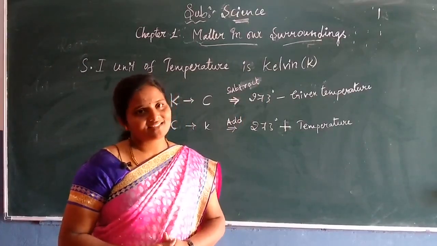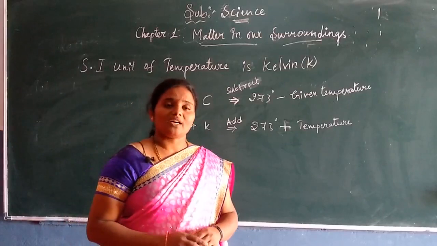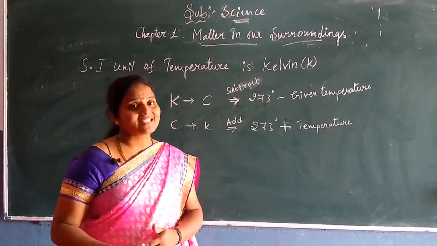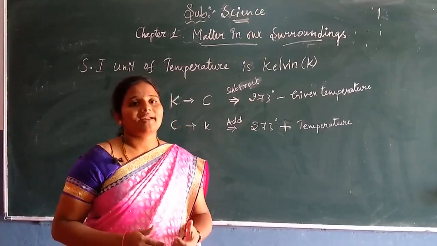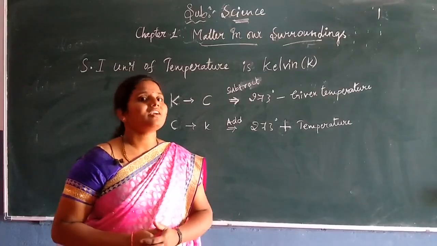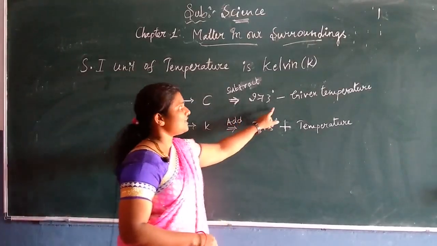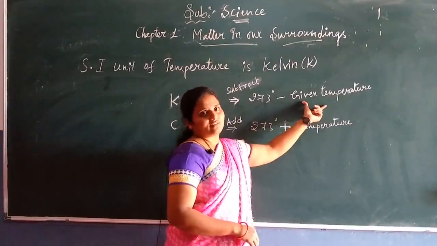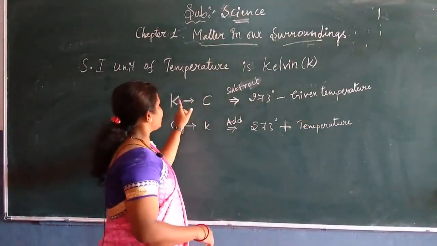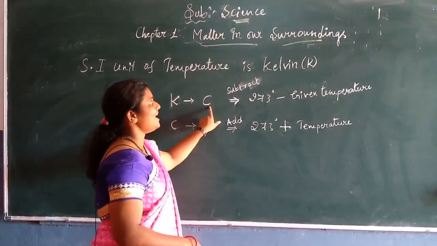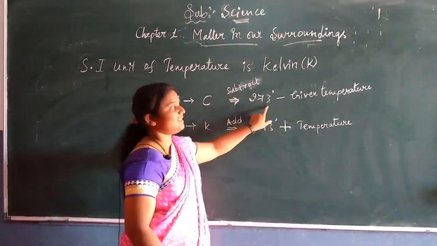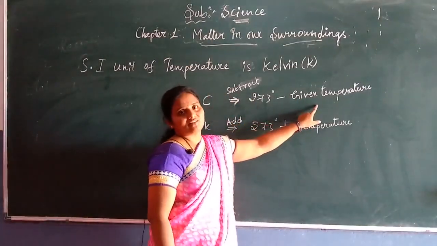Suppose we want to convert from the Kelvin scale to the Celsius scale, then we have to make a subtraction with the given temperature. We have to subtract 273 from the given temperature. Isn't it? To convert the Kelvin scale to the Celsius scale, we have to subtract 273 from the given temperature.